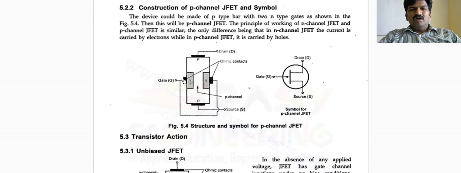We have a gate terminal, which is extracted from the n type material, shorted and treated as one terminal. Another terminals are drain and source, which are extracted from the p type material only. This one is the p channel FET, and you can observe the p channel symbol.